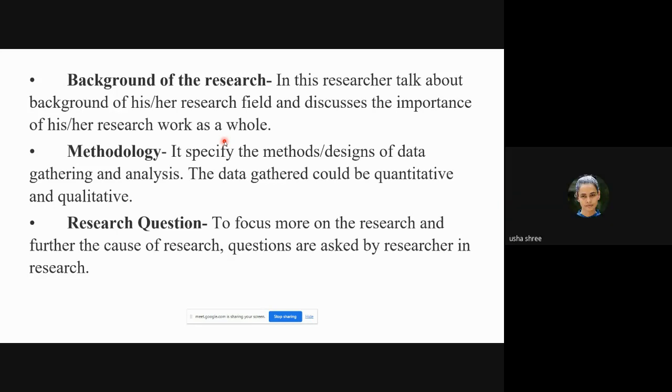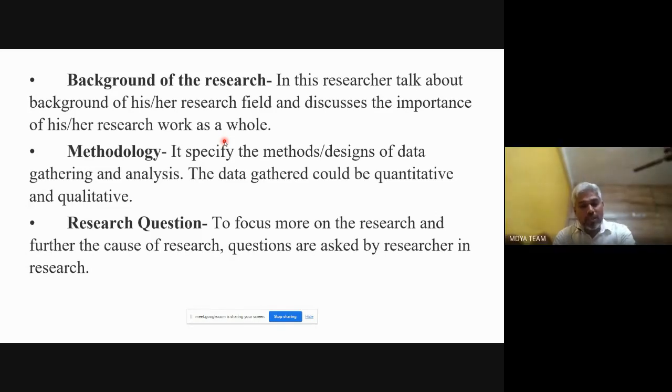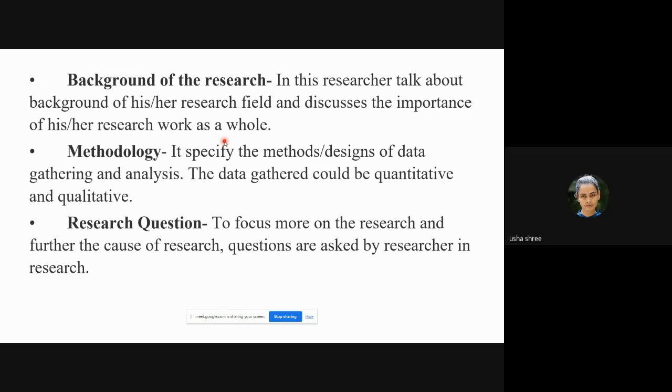So this will be clear if you explain it in two ways. I will explain one in two ways. Don't worry. But first of all, focus on the points: what a research synopsis includes when you write your synopsis.